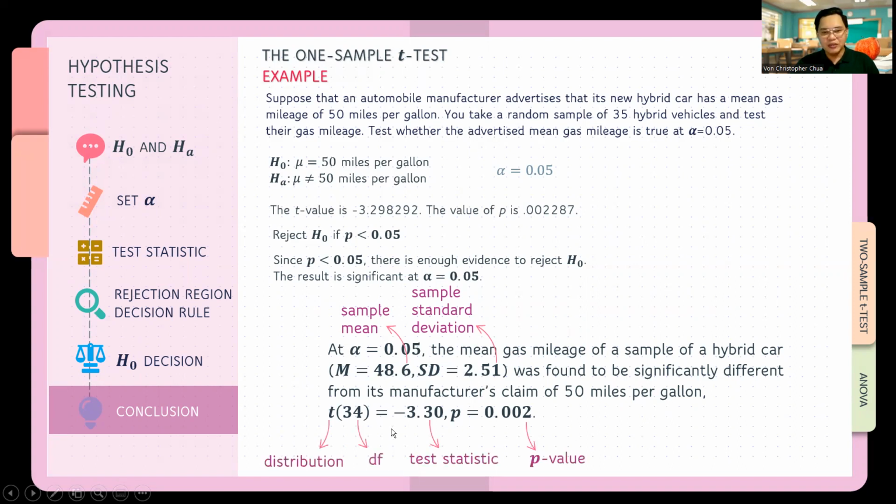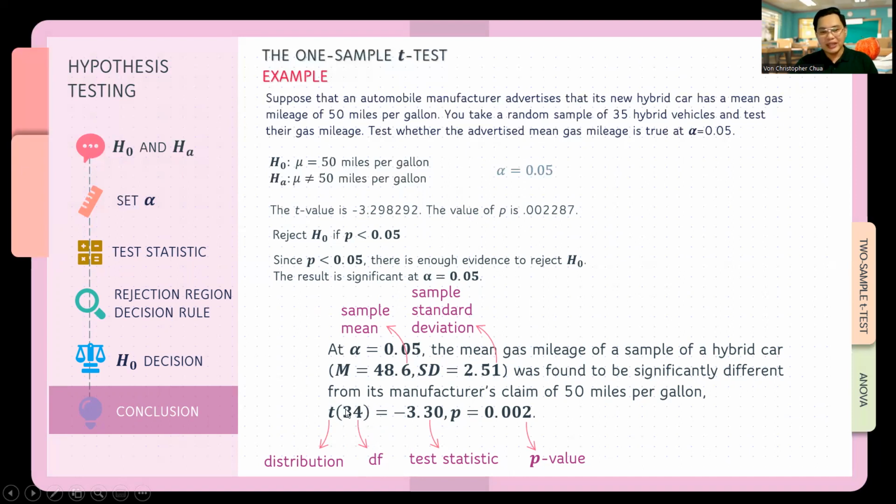Aside from that, we should also present what kind of distribution the test is based on. So because we use a t-test, the distribution is a t distribution. And the degree of freedom is also given. So 34 is determined by subtracting 1 from the sample size. Because we have a one sample t-test, the degree of freedom would be n minus 1. So that gives us 34.